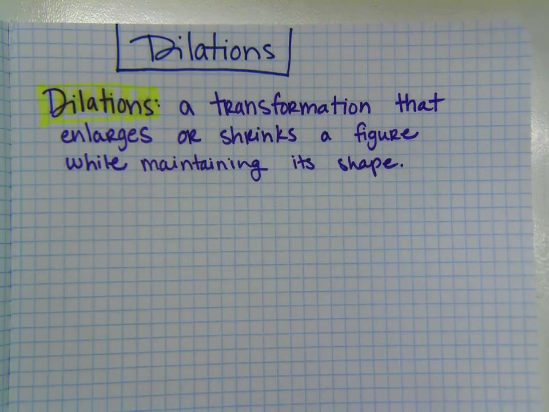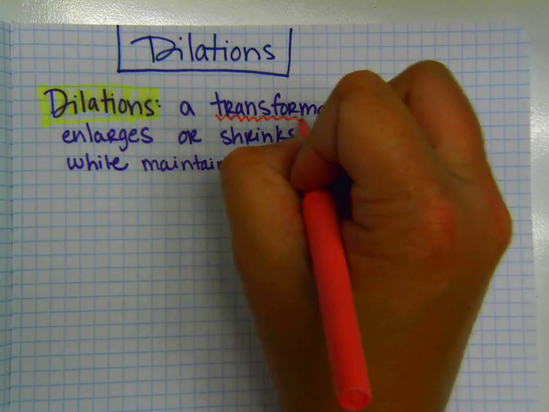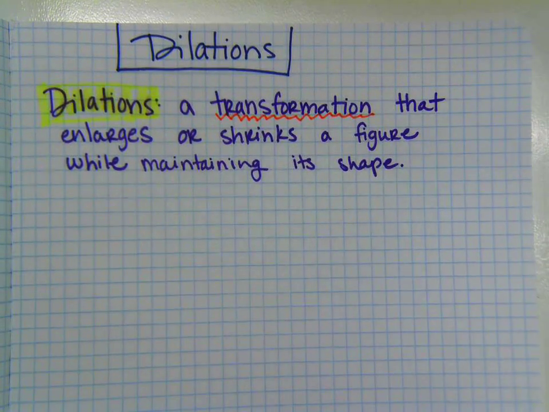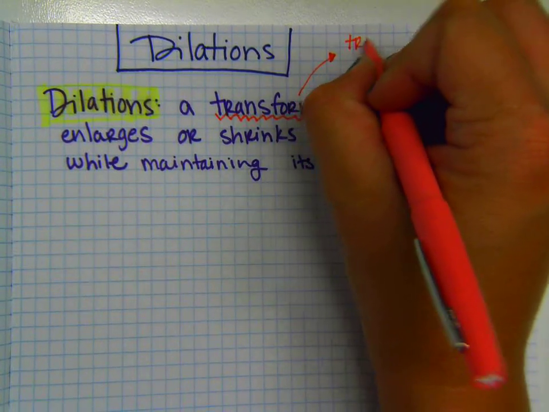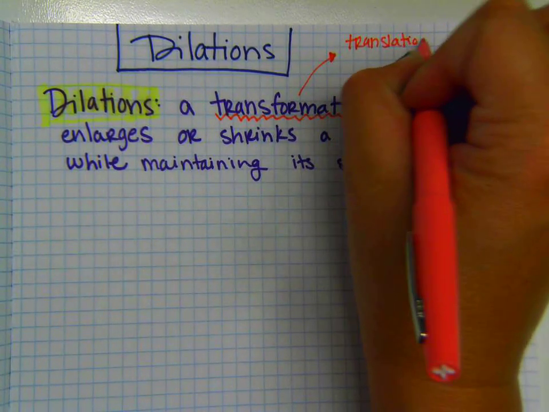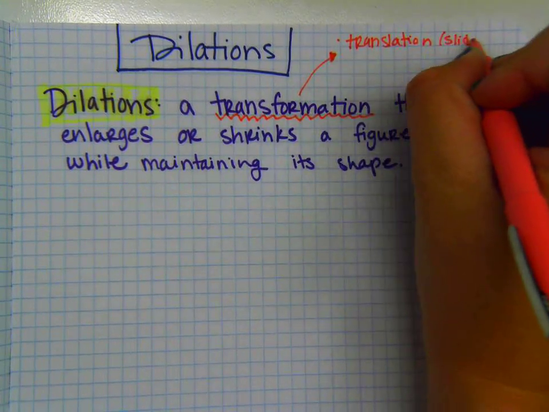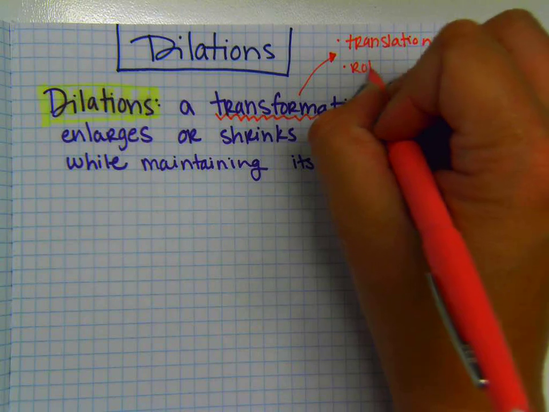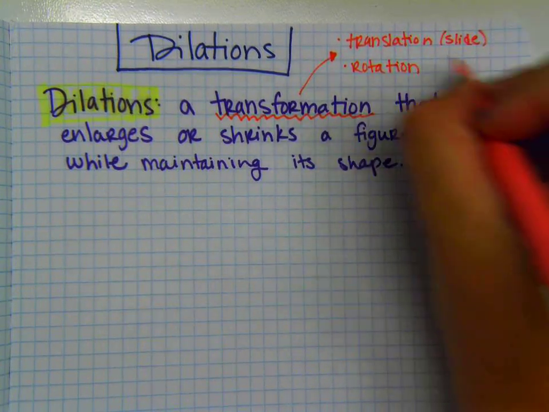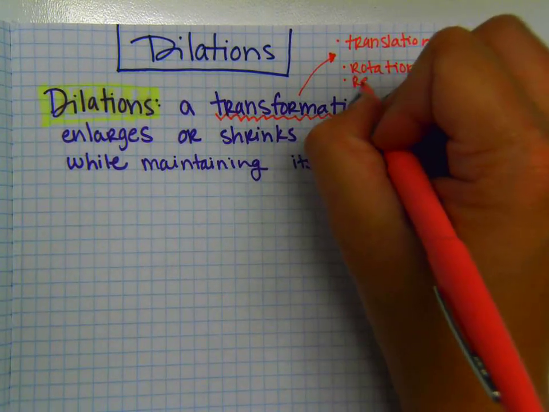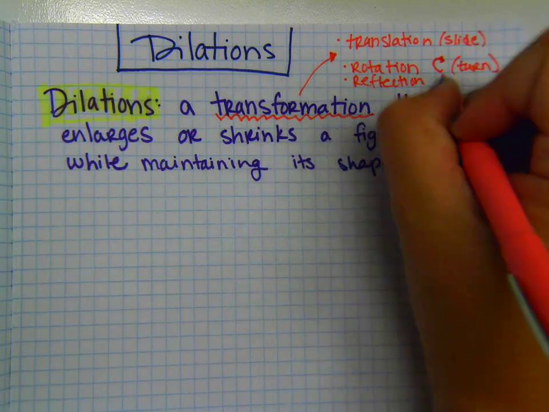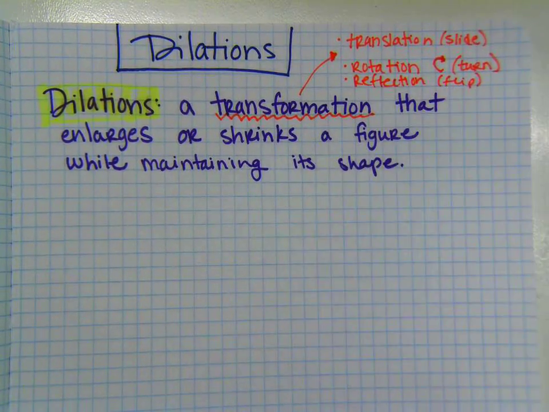And as a quick review, I want you to think about, what does the word transformation mean? What are the other transformations that you've already learned? They are translation, which is a slide, rotation, which is a turn, and reflection, which is a flip. Okay, we've already learned those three. Now we're adding in dilation. So now we're going to have 4.